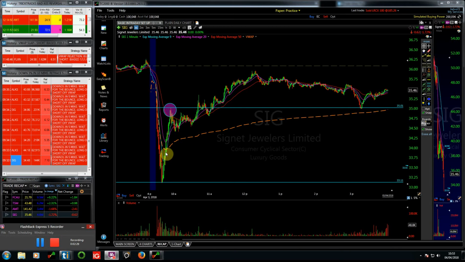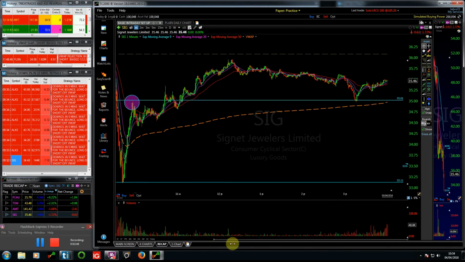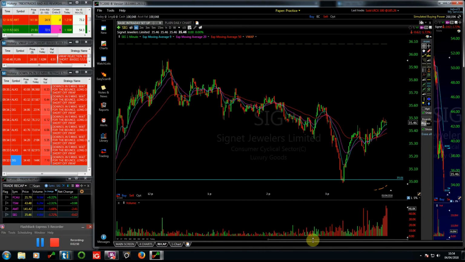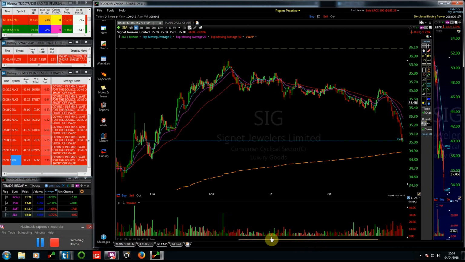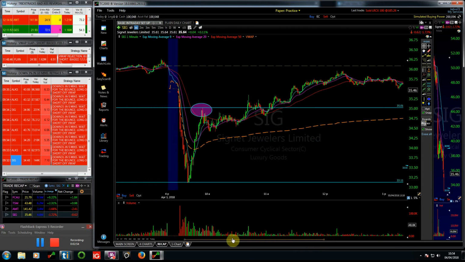So what I'm looking for in this is I'm looking for it to retrace off either the VWAP, the moving average 50, or something else, and in this case it was the whole number. So if we just zoom in here a little bit so we can see what went on a bit better. So we get the drop, we get the retrace.